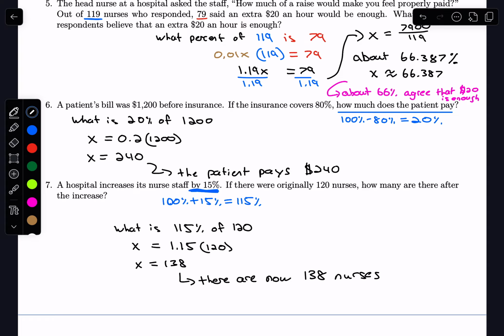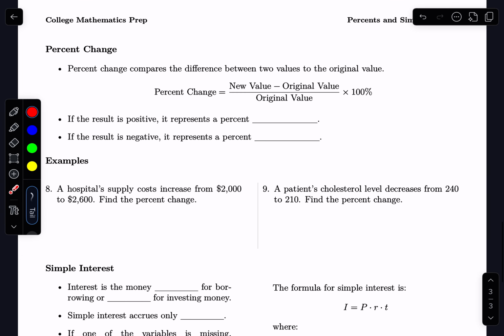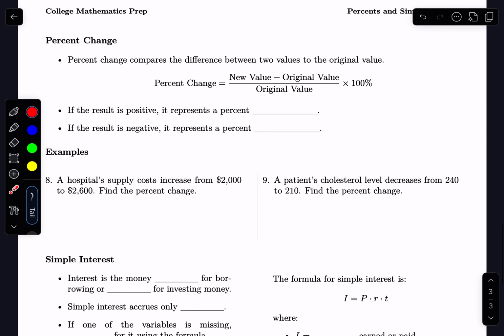If the question had just asked how many new nurses there are, then we wouldn't have multiplied by 115%. We would have just found 15% of 120, and that would represent the increase, which would end up being 18 because the difference here is 18. But because it wanted the total number of nurses at the end, we do 115% of 120 to find the new total.